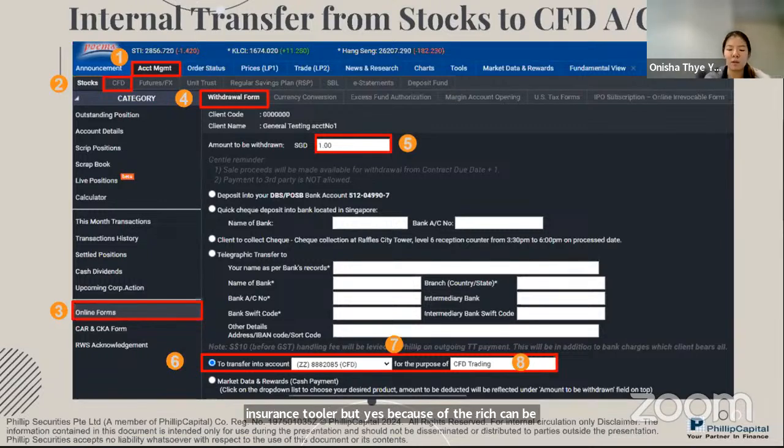So it's quite important for you to know how CFD works, how much you can play with, and how much risk you are willing to take for CFD. So yeah, these are the dangers. You need to know that.